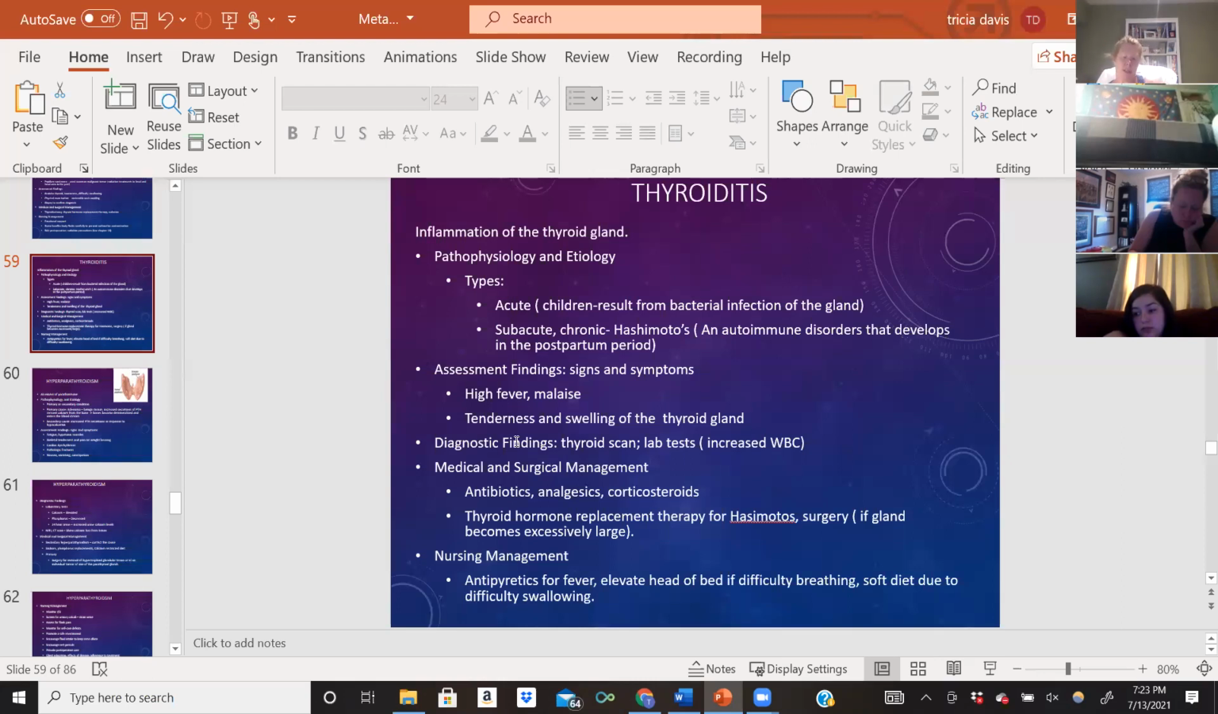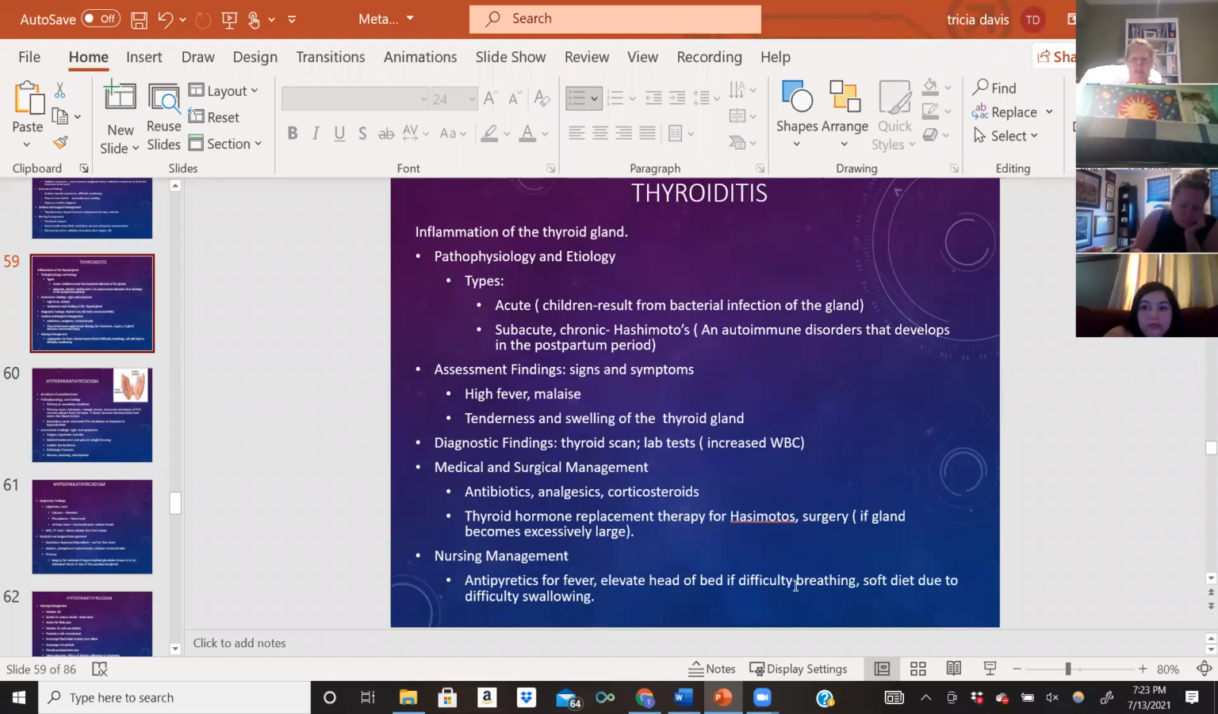So nursing management, we would want to give antipyretics for the fever. We're going to make sure we're elevating the head of the bed if they have difficulty breathing, because the larger this gets and the more inflammation we have, it can compromise the airway. So they are definitely at risk for respiratory distress.